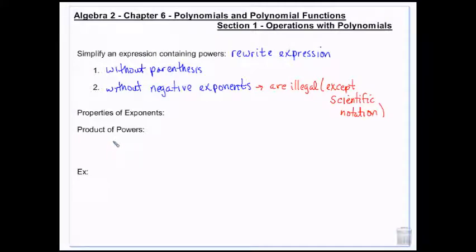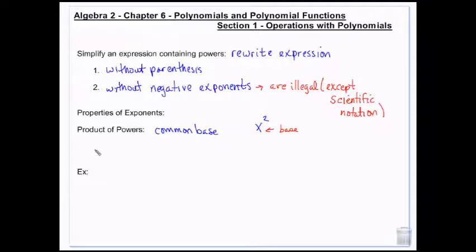So we have product of powers, we'll have quotient of powers, we'll know what to do with negative exponents, if you take a power to a power, etc. So the first one will be products of powers. And first you need a common base. If I have x squared, x is the base. Okay, and so common bases mean that they match.